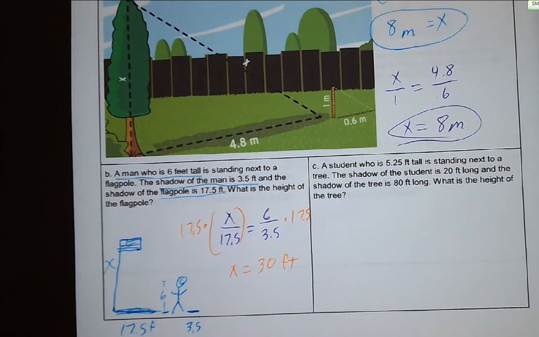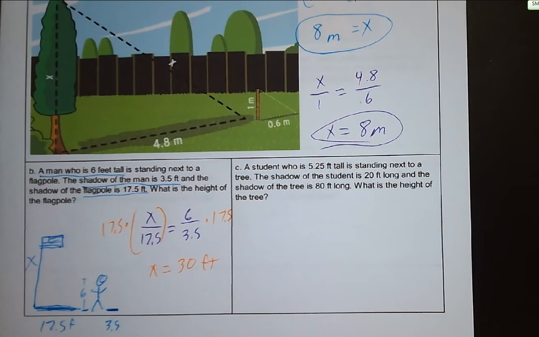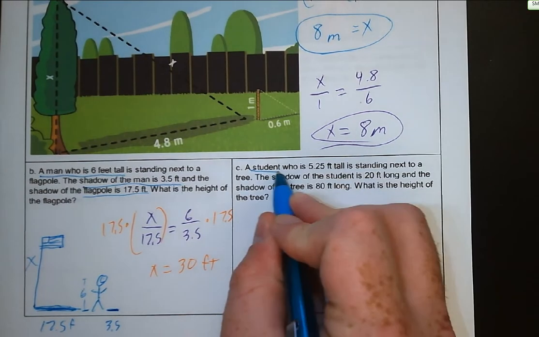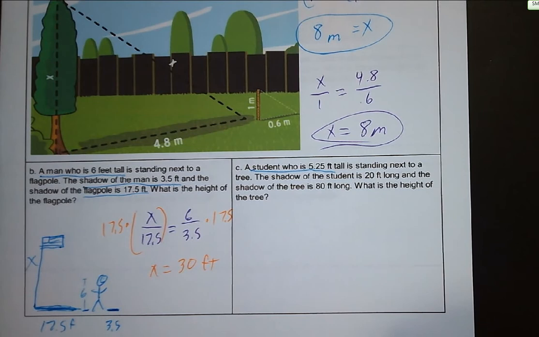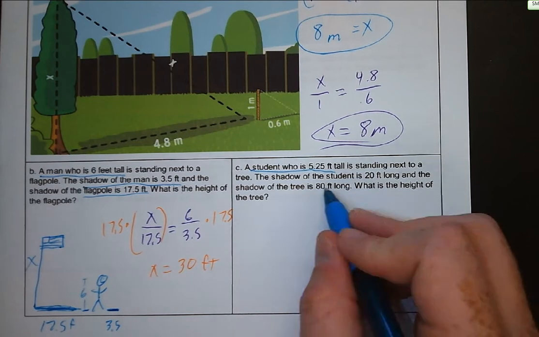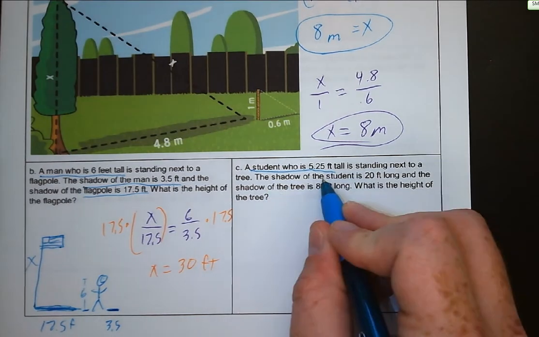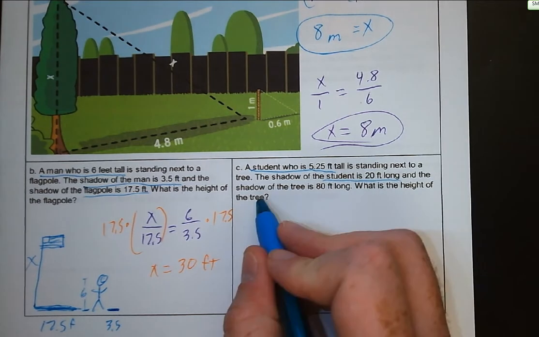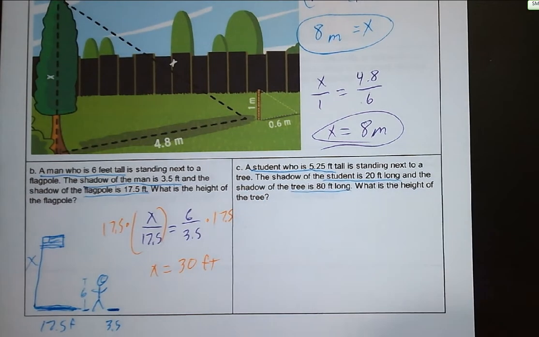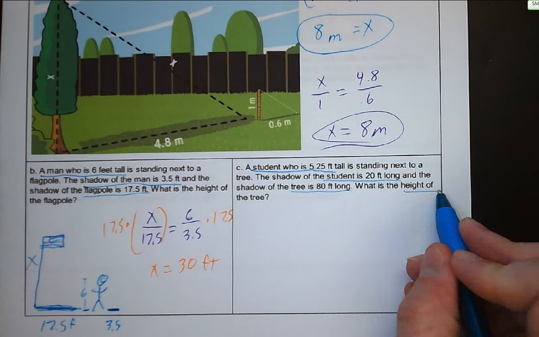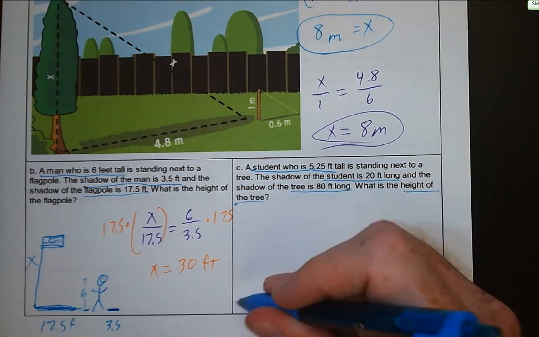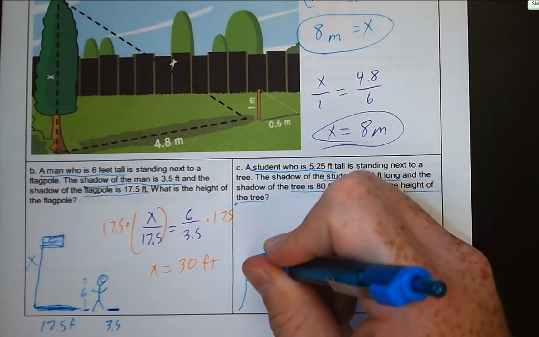All right, so I want you guys to try letter C, and we will come back and go over the answer. So we have a student who is 5.25 feet tall standing next to a tree. The shadow of the student is 20 feet long, and the shadow of the tree is 80 feet long. We want to know what is the height of the tree. So let's start with our drawing. We have our tree.